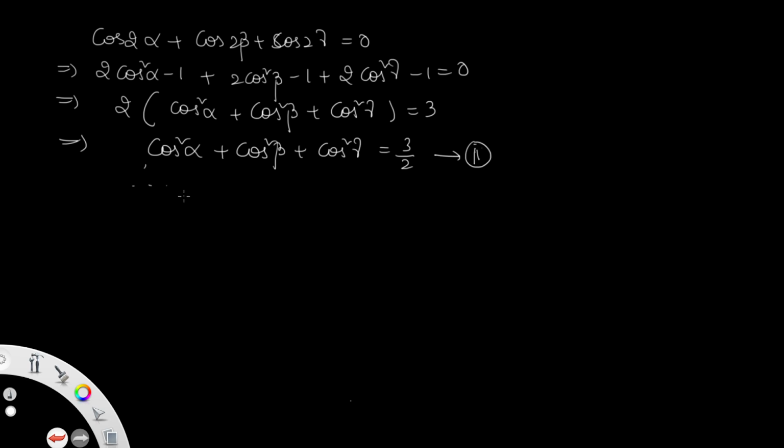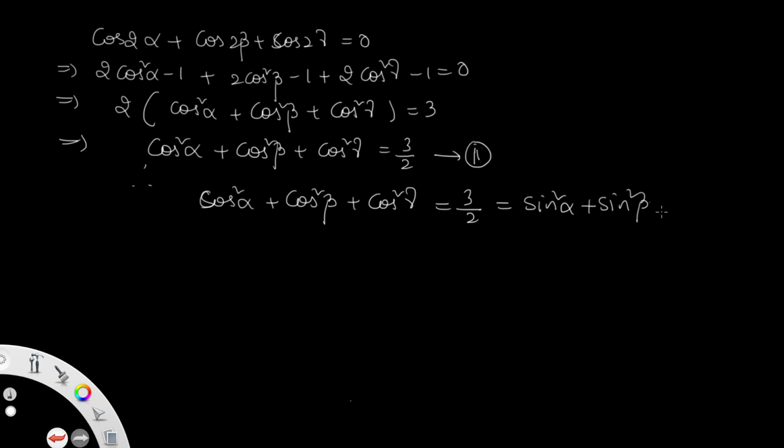Therefore, cos square alpha plus cos square beta plus cos square gamma equals 3 by 2, and sin square alpha plus sin square beta plus sin square gamma, both are equal to 3 by 2. That's all. This carries 7 marks.